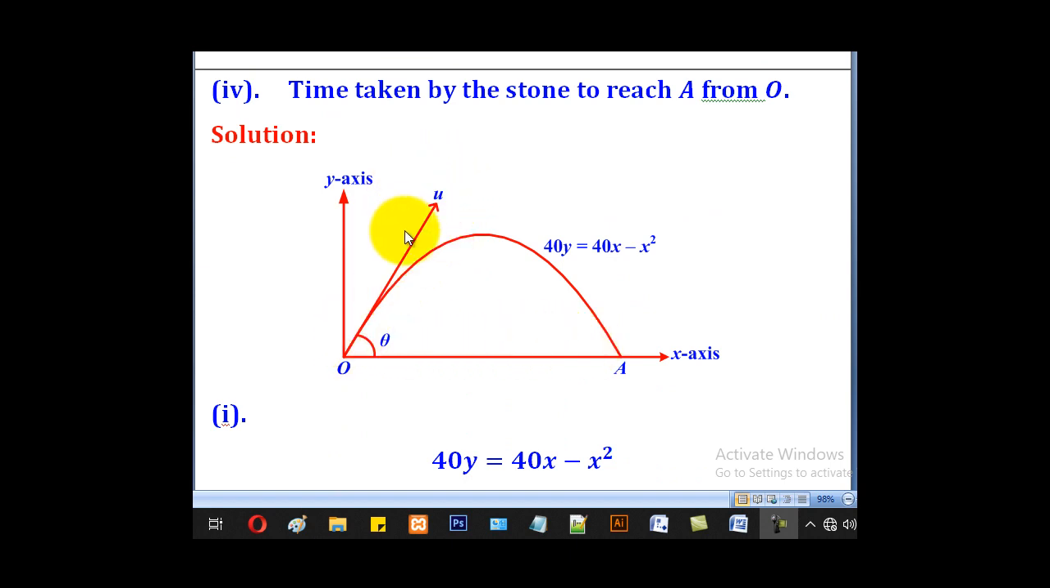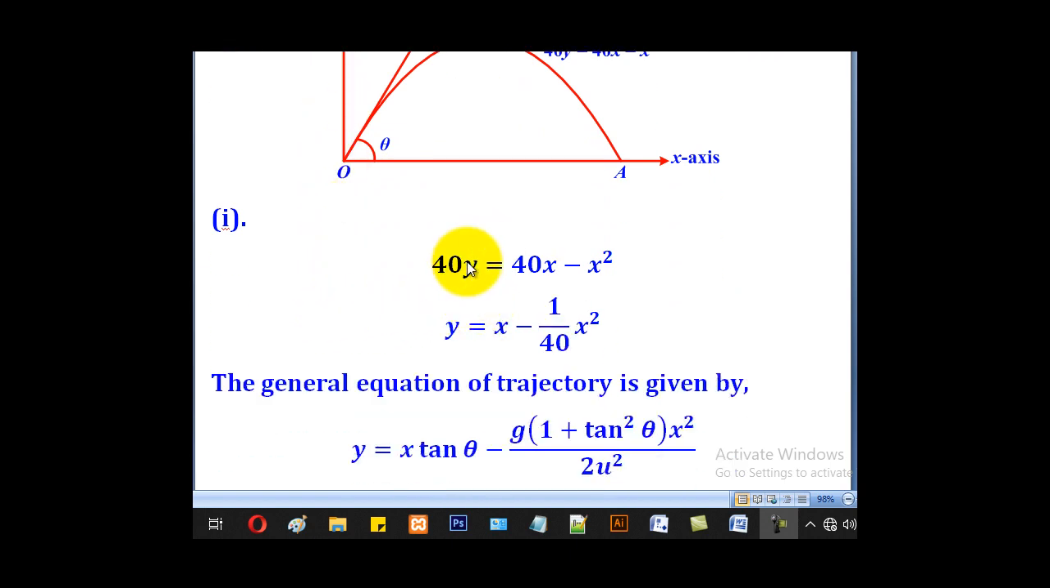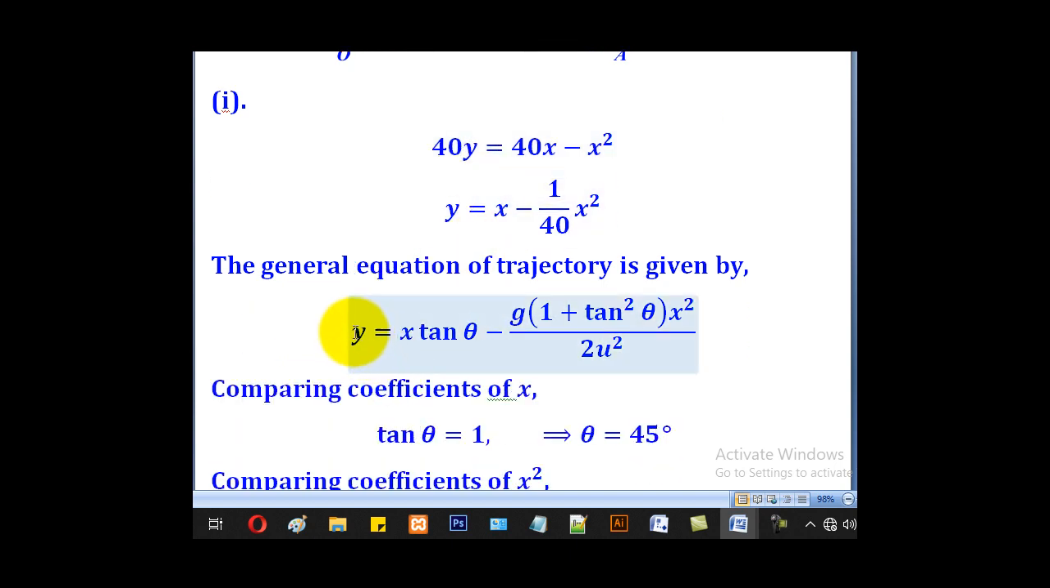In that case, let the particle be projected with a velocity u and at an angle of theta. This is the equation of the path taken by the particle. Remember they said OA, we take it as the x-axis, and the vertical through O as the y-axis. So what you have to do is compare that equation of the path, or equation of trajectory, with the general equation of trajectory.